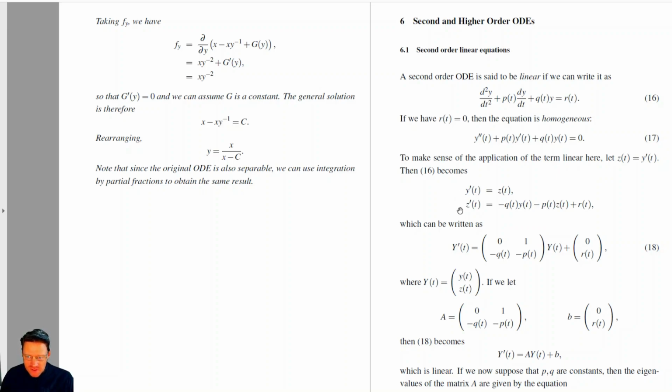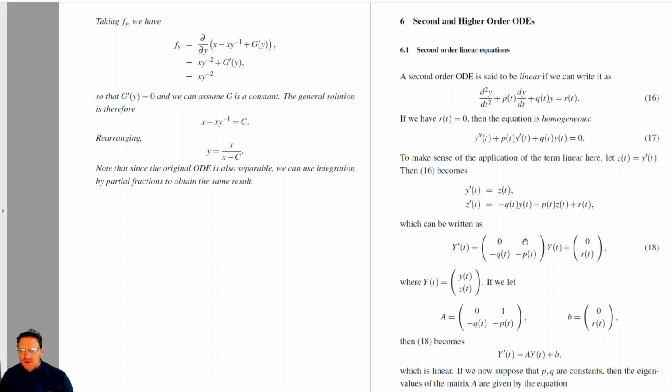Okay, so this line here is just a rearrangement of equation 16, where z dash is y double dash. So now we've set out two equations where we've got derivatives on the left and functions of t and y of t on the right hand side. So we can write that as a matrix equation where we let uppercase Y dash of t be lowercase y dash with z dash underneath that. And then on the right of these two simultaneous equations, we can translate that into a matrix equation where uppercase Y of t is lowercase y of t followed by z of t.